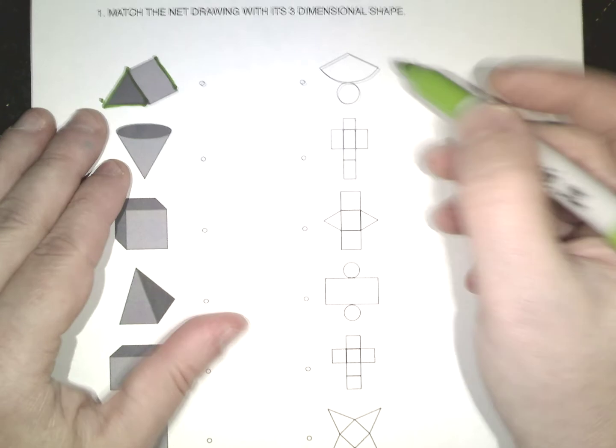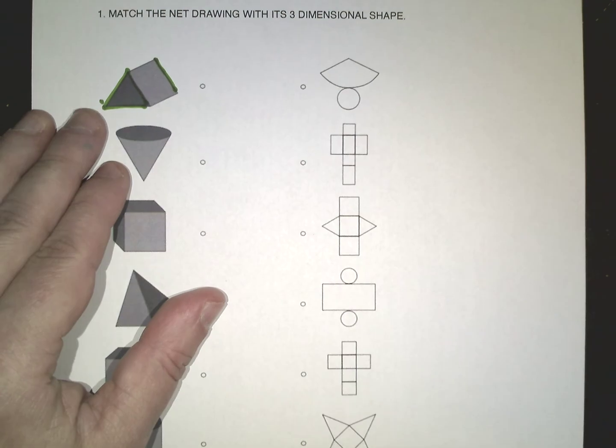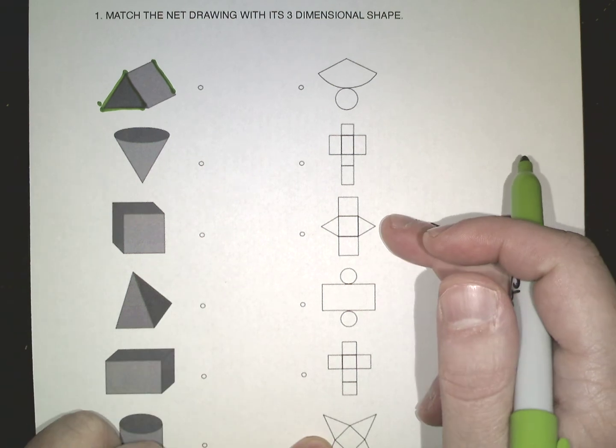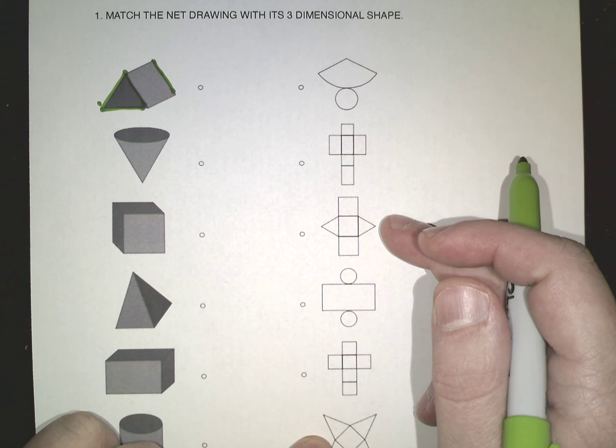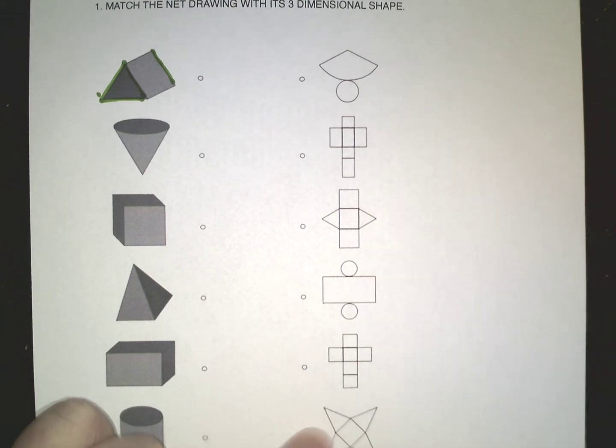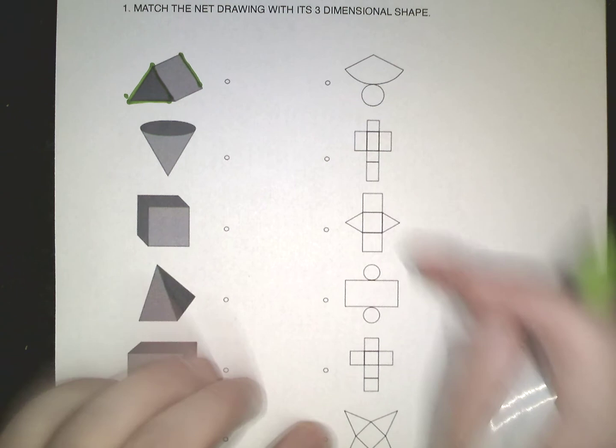So I'm looking here, trying to find which one of these has 2 triangles. Well, this has 2 triangles and this has 4. Okay, alright. So I've got 2 good candidates here. Now the other ones don't have any triangles on them. So it's down to these 2.